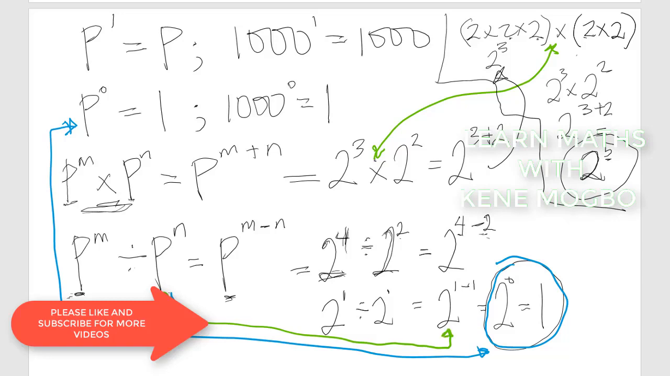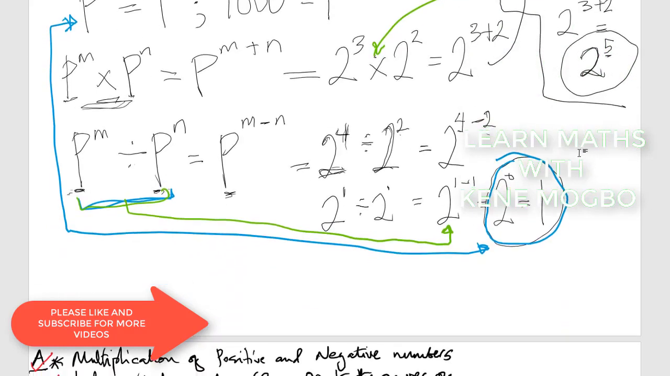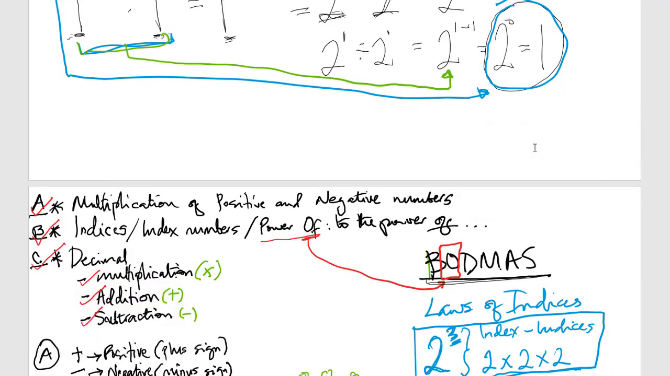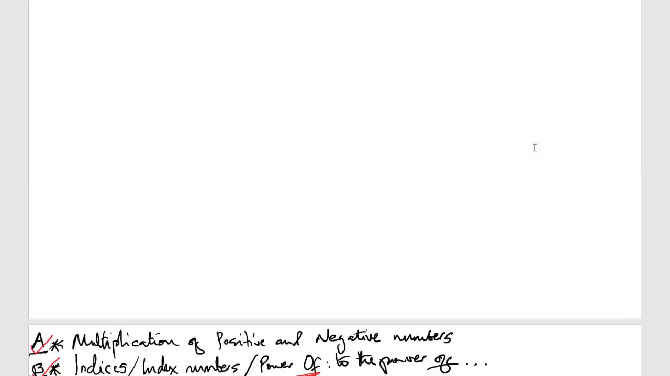Taking effect here. So that's all for the law of indices. So we'll move on to the next topic, which is decimals: multiplication of decimals, addition of decimals, and subtraction of decimals. So let's move on to multiplication of decimals.